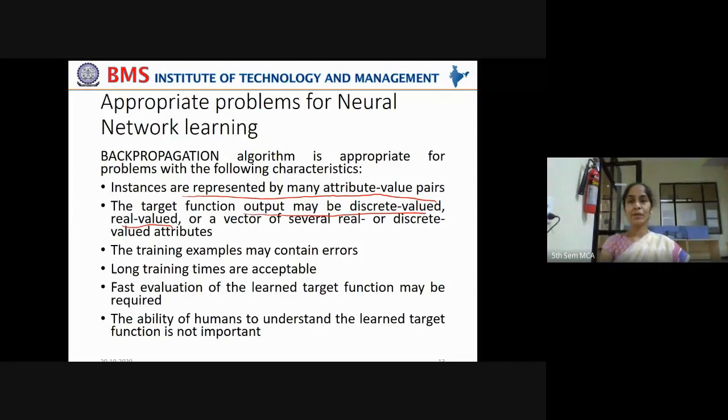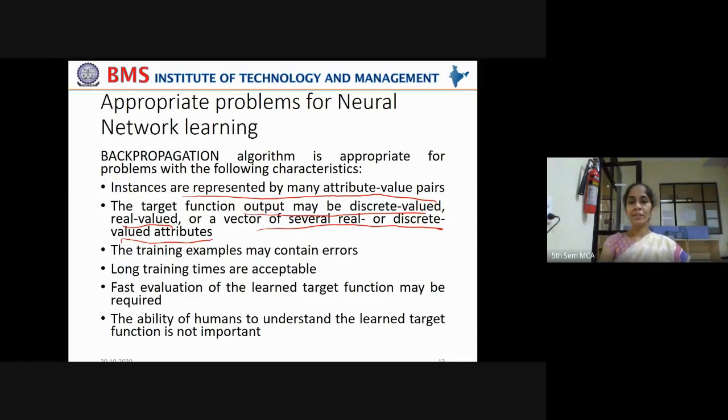It can be real valued, such as forecasting the weather, forecasting the rainfall, forecasting the sale price of a house, or a vector of several real or discrete valued attributes. It can be 10 different directions a vehicle can take. It can be 30 different directions a vehicle can take. It can go left, it can go diagonally left, it can go straight ahead, it can go diagonally right. That way, the target function can be modeled. Now, the training examples may contain errors. They can contain noise. Still, artificial neural networks are robust to that.